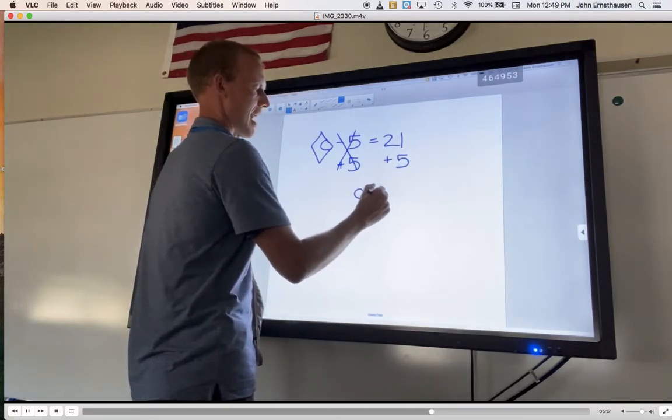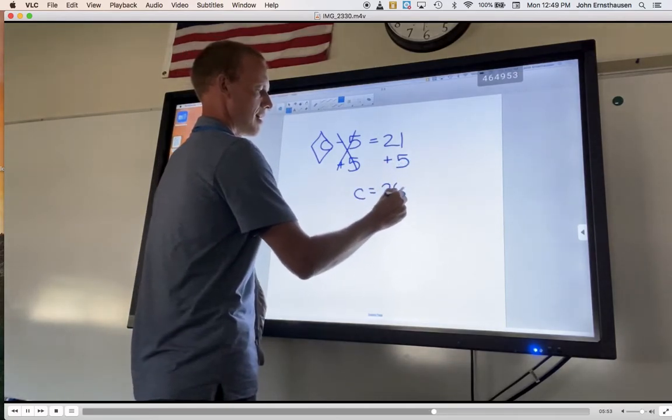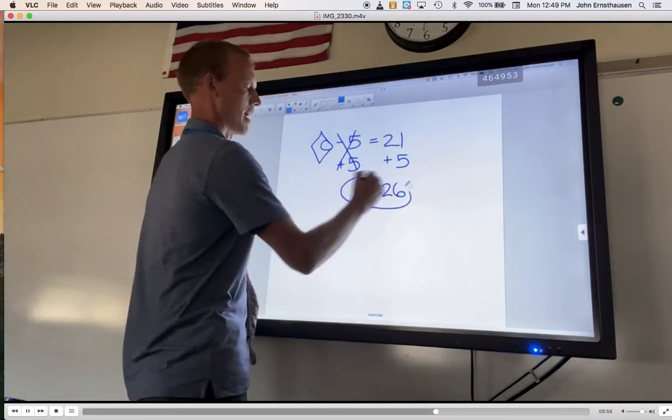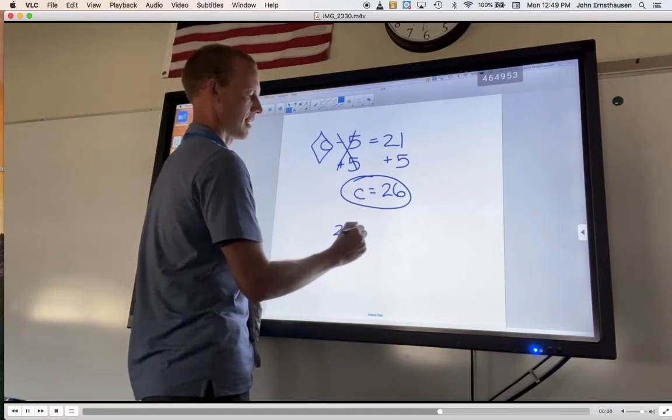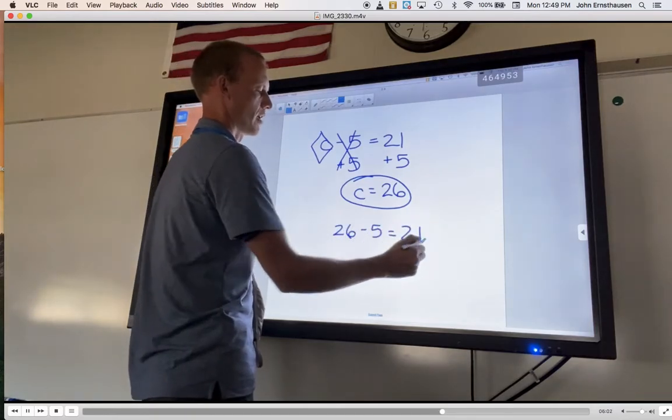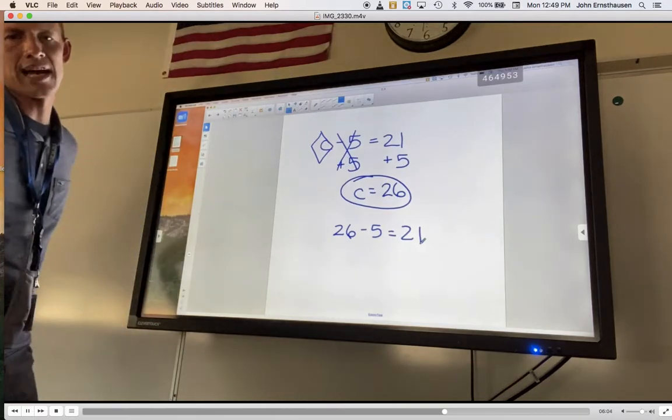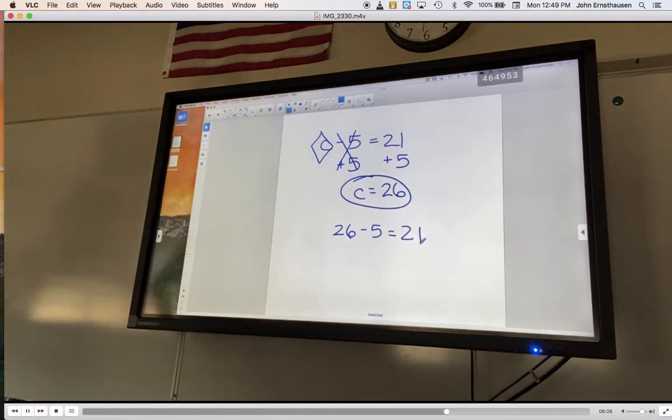It says I must add 5 on both sides. How can I check and see if I'm right? I have my answer. I'm going to substitute it back in. Instead of c, I'm going to put 26 minus 5 equals 21. I'll let you guys look at that for a second.